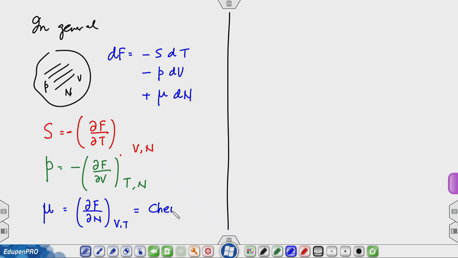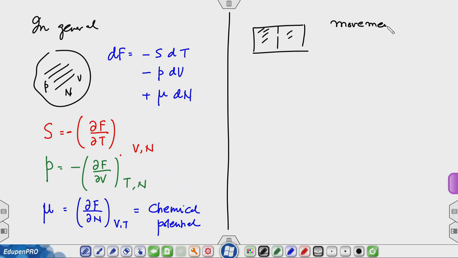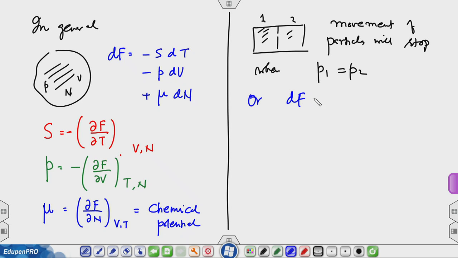This is the chemical potential. So the movement of particles, when we consider this example of a chamber divided into two portions, 1 and 2, will stop when mu1 equals mu2. That is, dF, which is (mu1 minus mu2) dN, becomes 0. So this implies mu1 equals mu2.